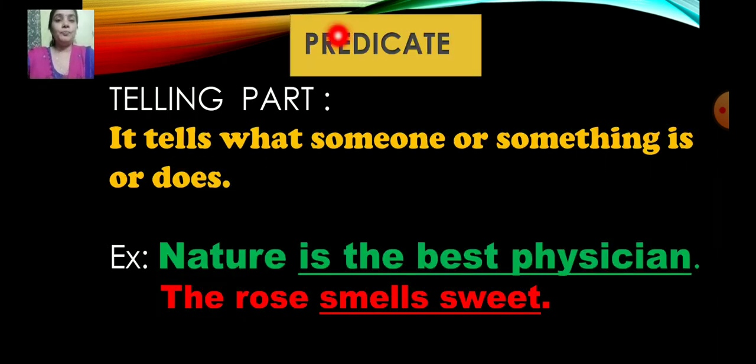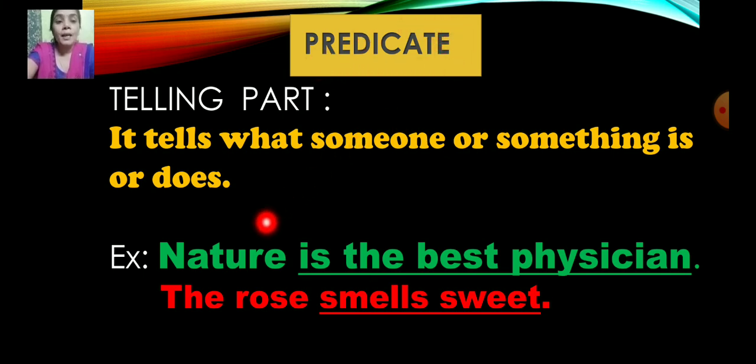Yes, predicate. Let's learn what is predicate. So what is predicate? Telling part. It tells something about that name. It tells what someone or something is or does. Example: Nature is the best physician. So nature is the naming part, it is the subject. So what is nature doing? It is the best physician. So is the best physician is the predicate.